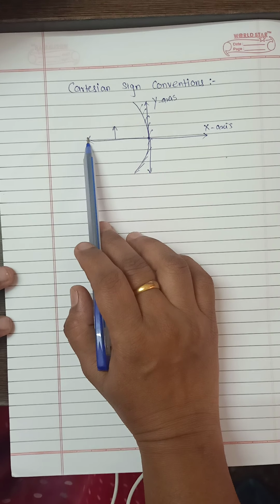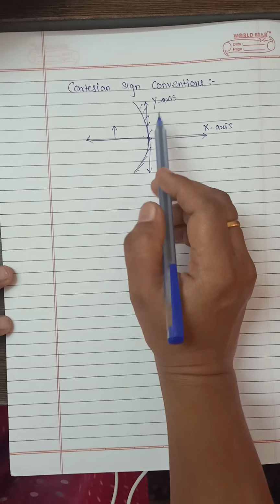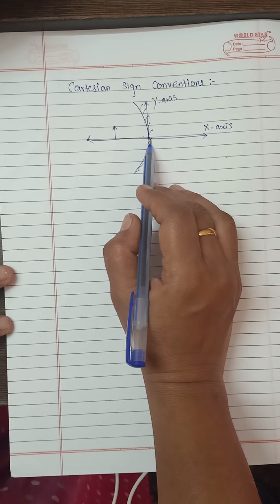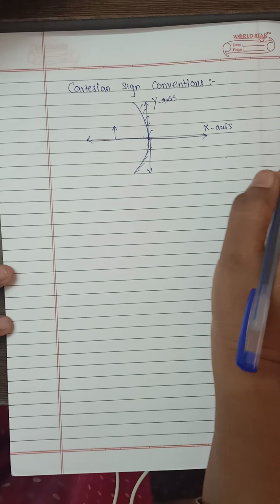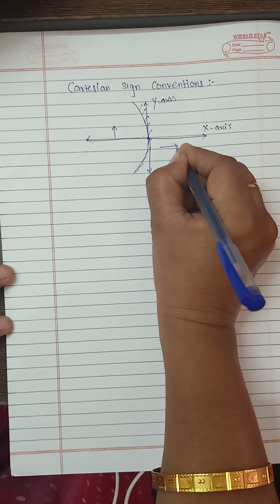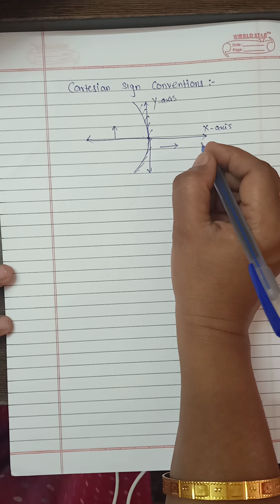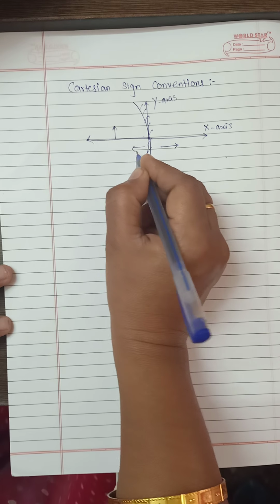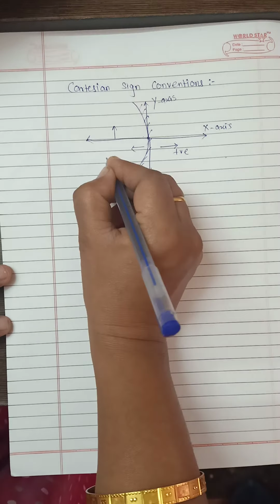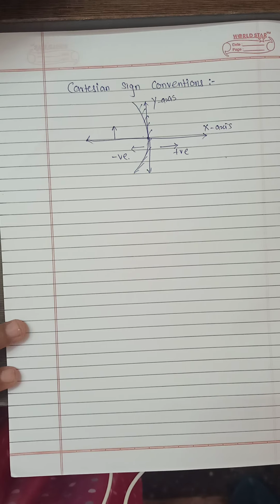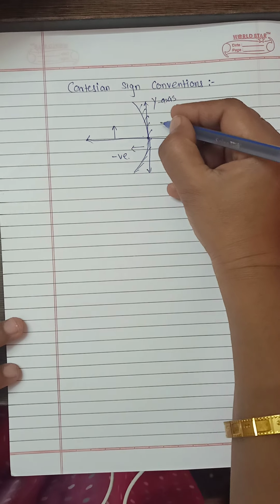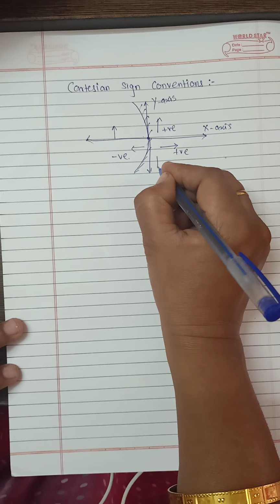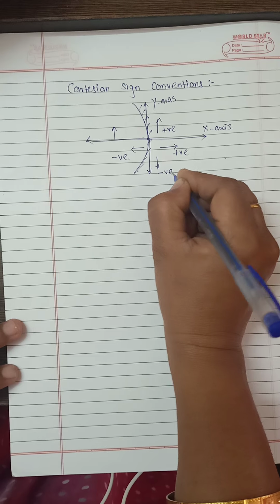All the distances parallel to the principal axis are measured from the pole, that is the origin, the pole of the mirror. Right of the pole is taken as positive and left of the pole is taken as negative. This is positive and this is negative. Distances measured vertically upward are positive and downward are negative.